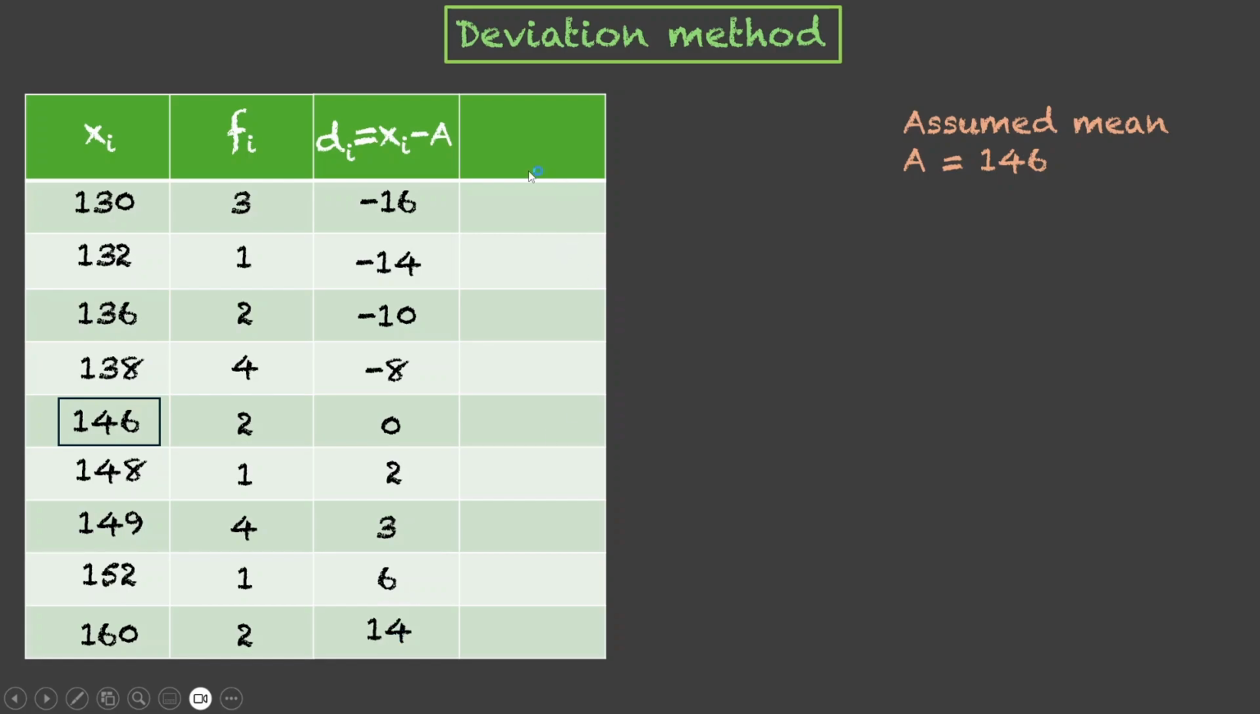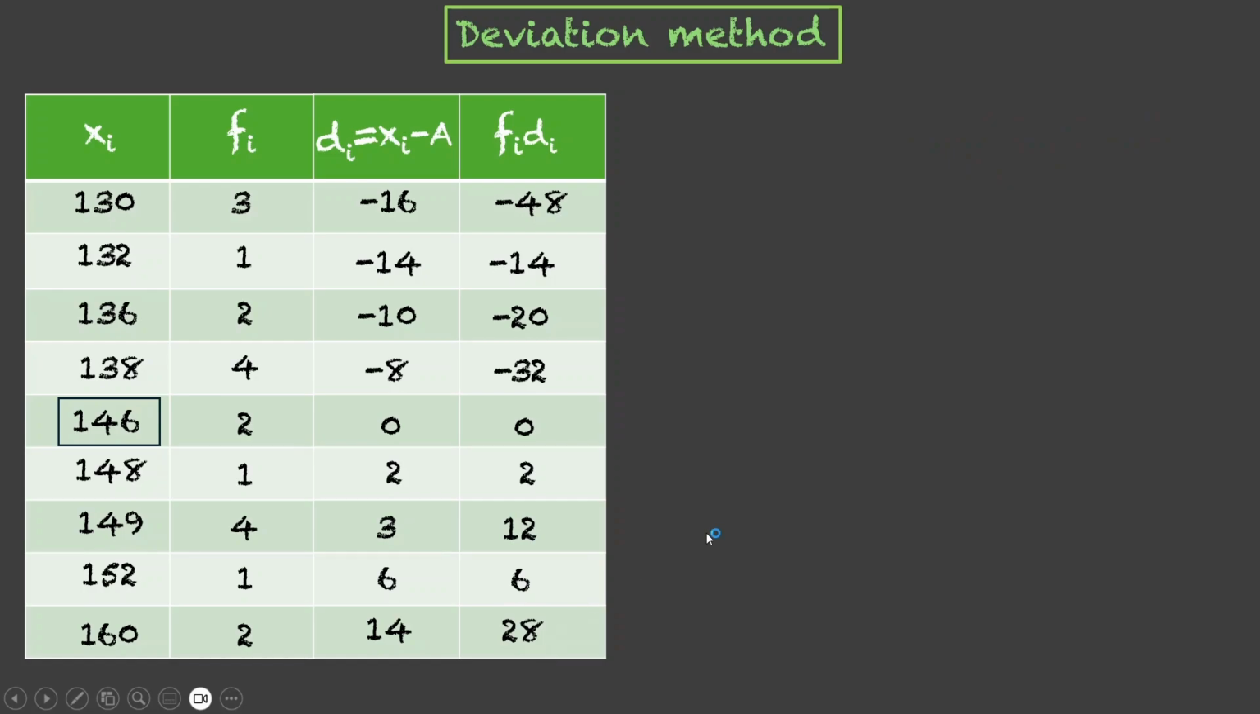Next, we will multiply fi into di. That is, we are multiplying the deviation into the corresponding frequency. So we have negative 48, negative 14, negative 20, negative 8 into 4 is negative 32. So you see the calculation becomes relatively much easier. Instead of multiplying 130 into 4, we just have to do these quicker, smaller calculations. 2 into 0 would be 0. This is 2, 12, this is 6, and this is 28.